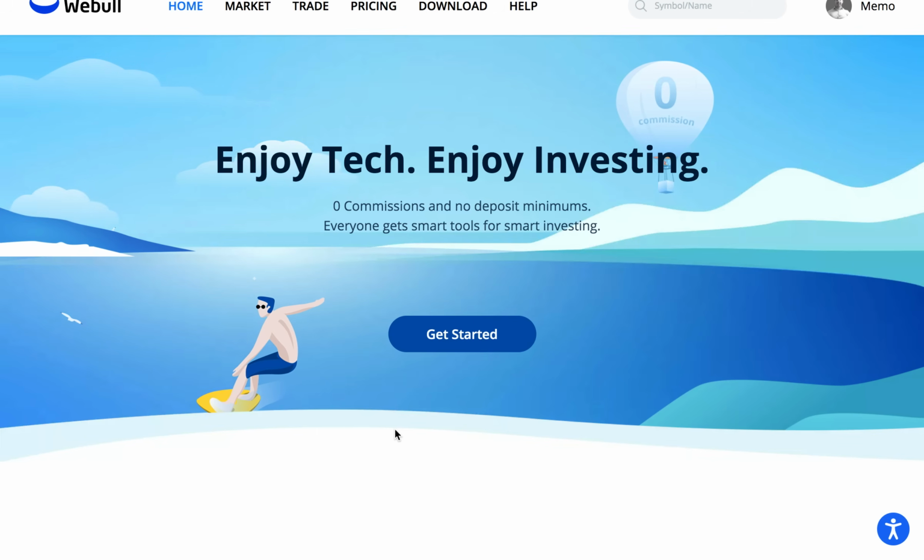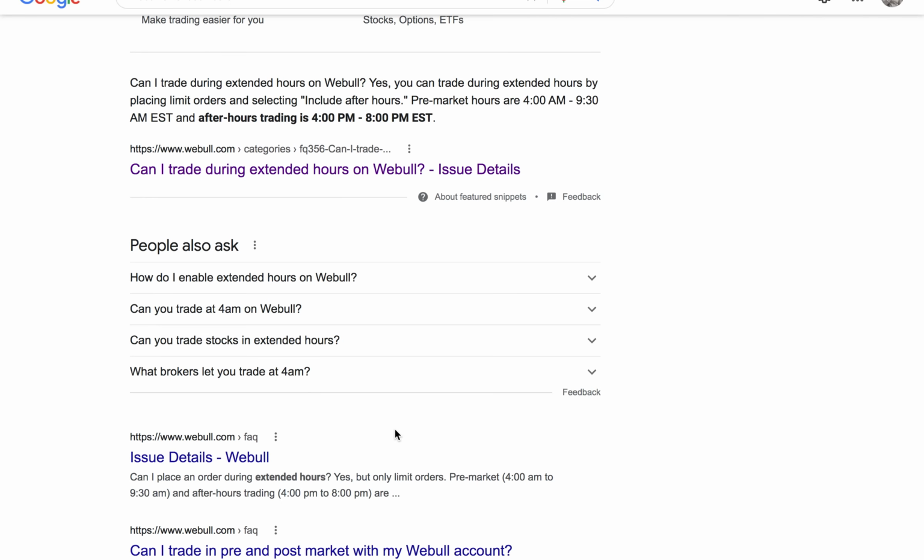The other reason I really like Webull, of course, is extended hours. So you can trade pre-market hours, which would be 4 a.m. to 9:30 a.m. Eastern time, and after hours, which is 4 p.m. to 8 p.m. Eastern time. So you can get into a stock before the rest of the crowd does the next day when the market opens. Webull has extended hours, something that, for example, Robinhood doesn't have. So again, I think it's very important to have multiple brokers.